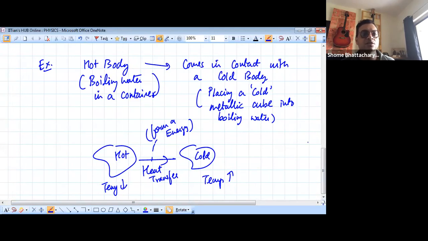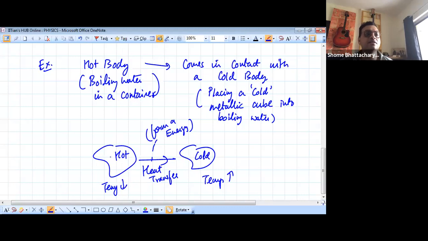They might be moving so little that we are not able to observe it in the macroscopic world, like the vibrations of the molecules of a solid, but they are still in motion. So what is happening here is that this body is colder because the vibrational kinetic energy of the solid molecules is much less compared to the kinetic energy of the water molecules in boiling water.